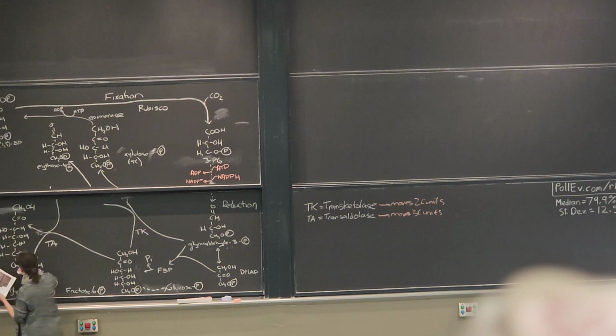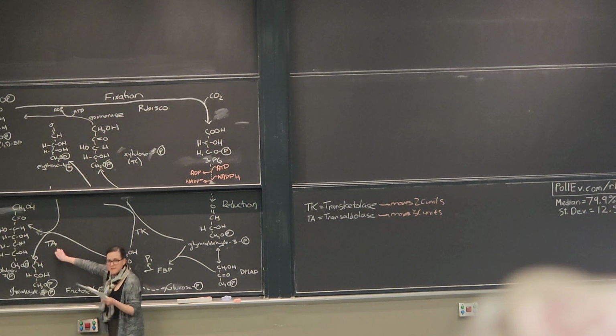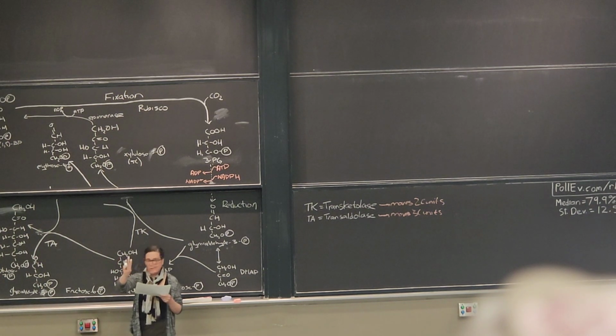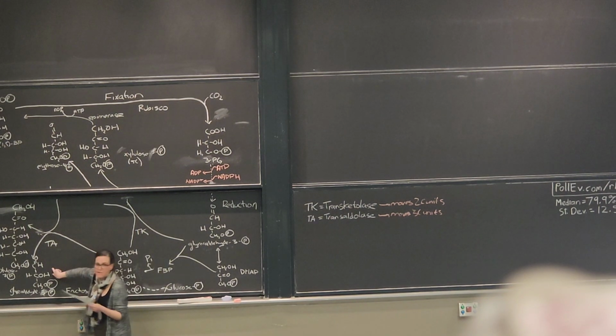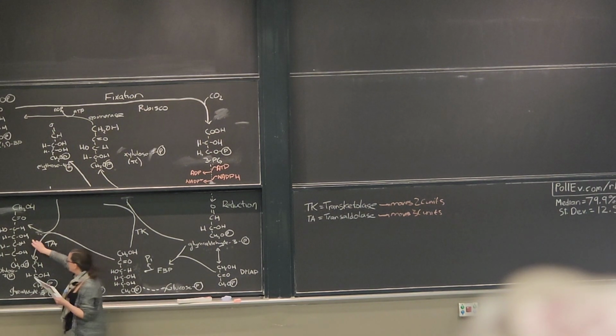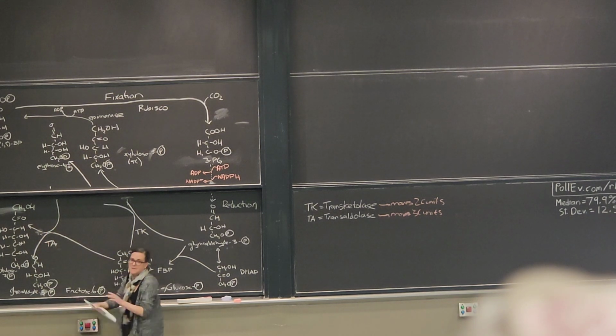I'm going to count my carbons, make sure I generate 1, 2, 3, 4, 5, 6, 7, and this thing is called sedoheptulose 7-phosphate, okay? Transaldolase reaction, a 3-carbon unit is moved, starting with a ketose donor, generating an aldose that is 3 carbons shorter, and a ketose here that is 3 carbons longer.